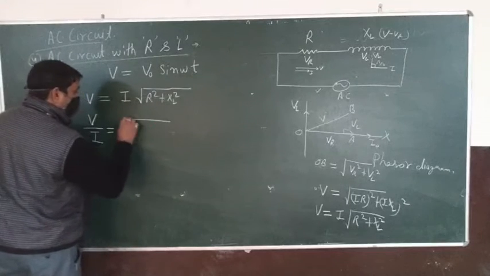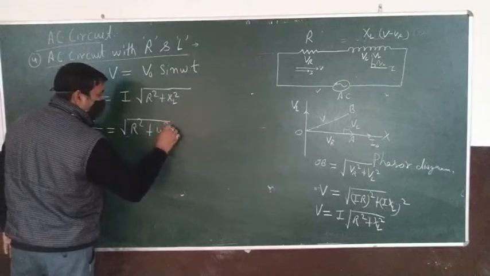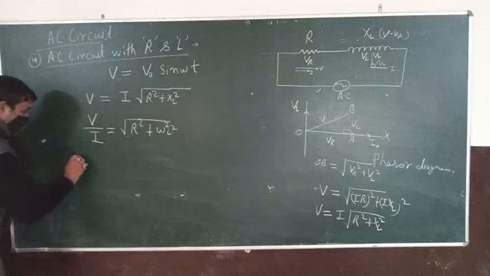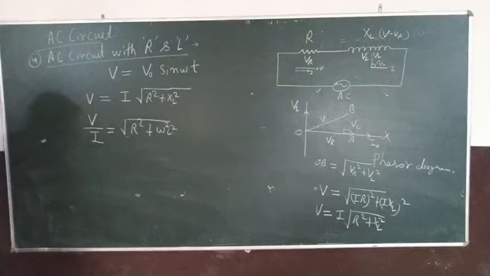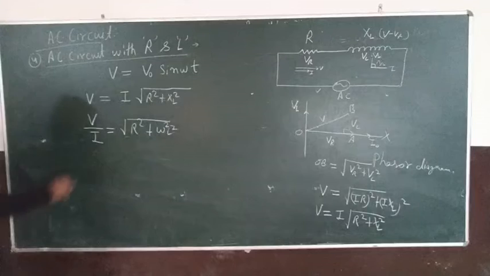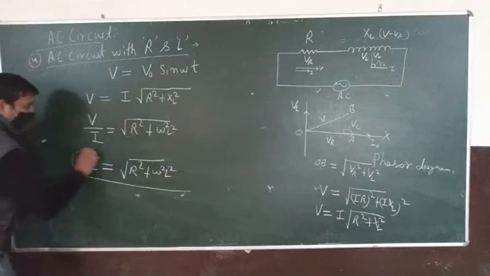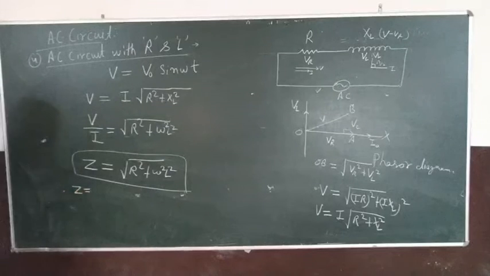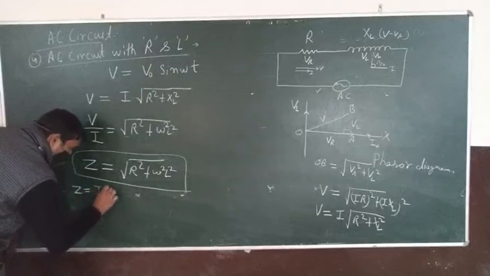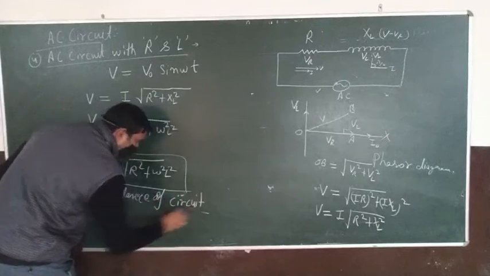resistance and inductance. So this result is R square, and here we use the value of this XL is omega L. ठीक है, here this ratio is called Z is equal to under root R square plus omega square L square, where this Z is equal to impedance of the circuit. Okay.